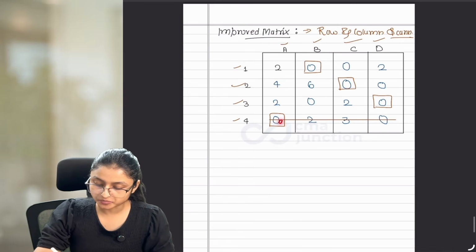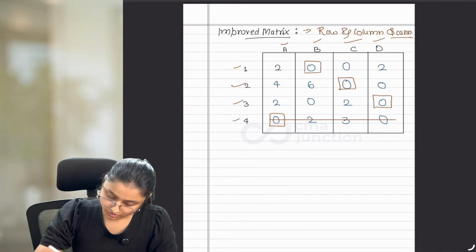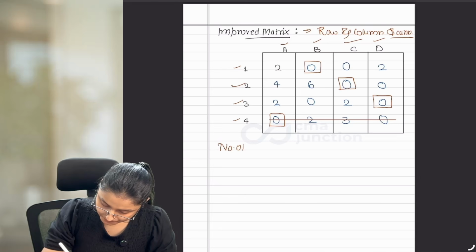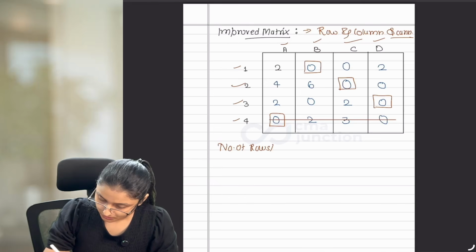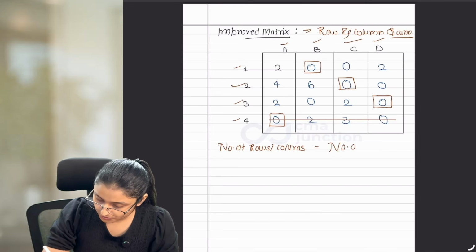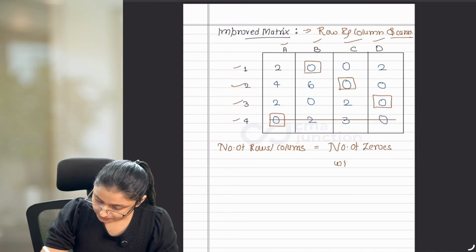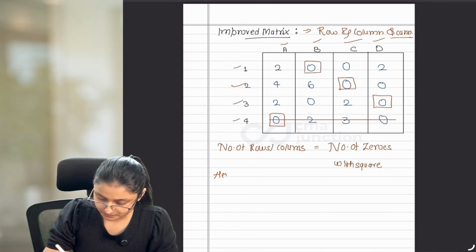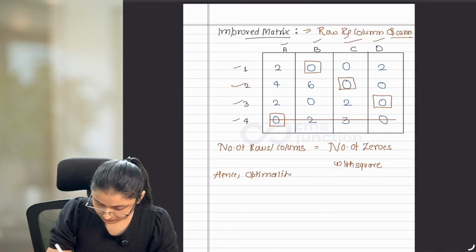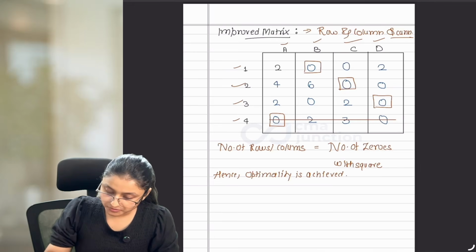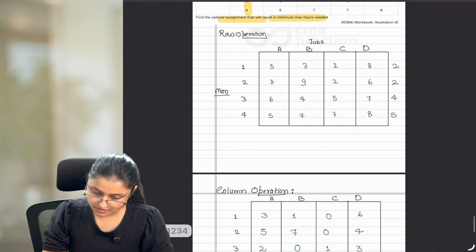So as we reached optimality, we are going to write that the number of rows or columns is equal to the number of zeros with squares. Hence optimality is achieved. And as optimality is achieved, we can find the final answer.